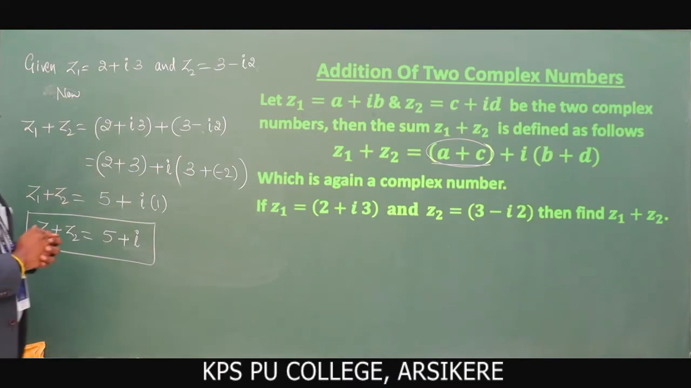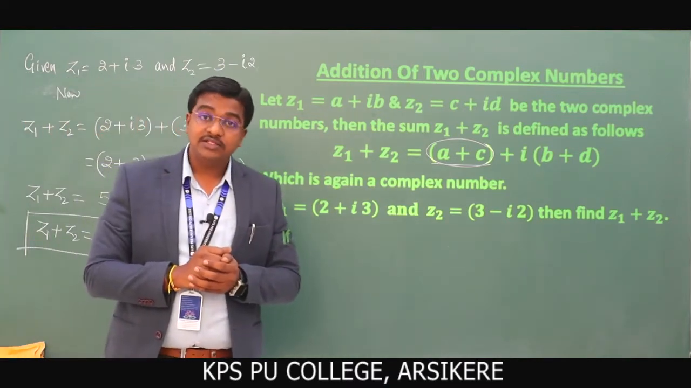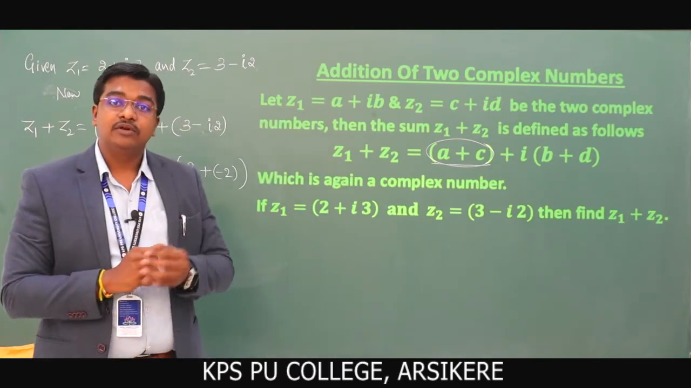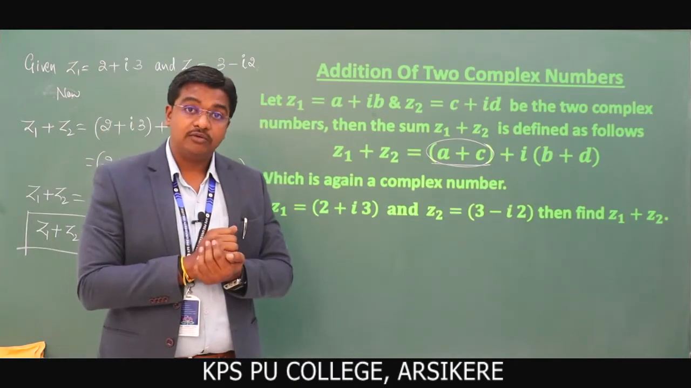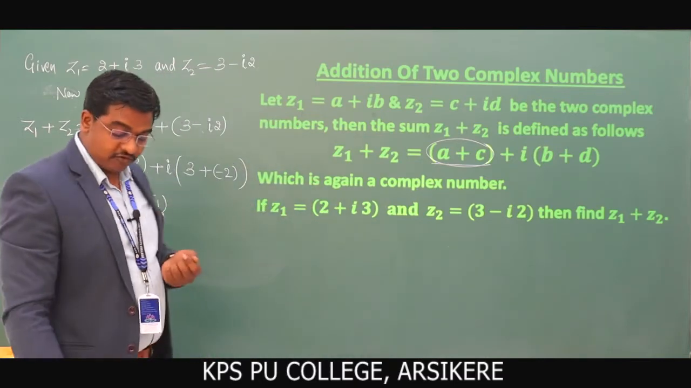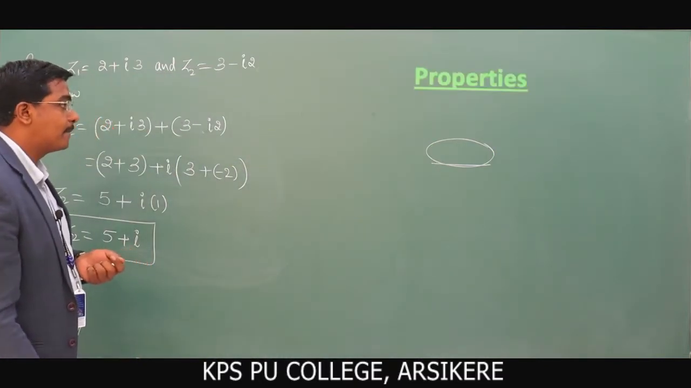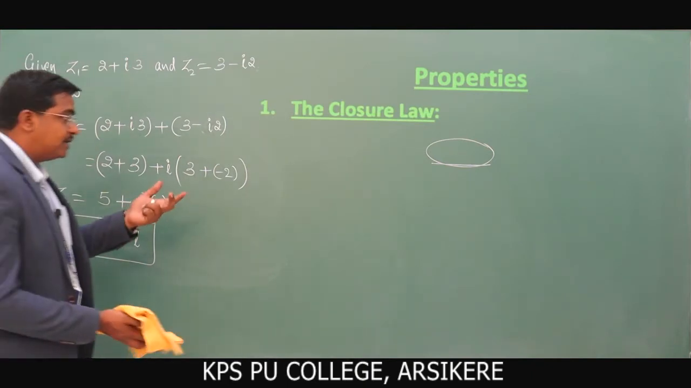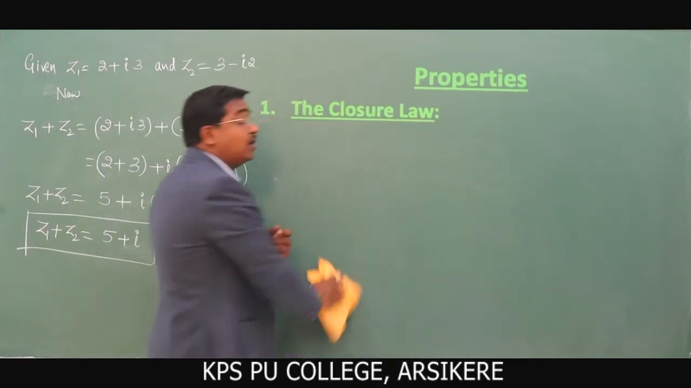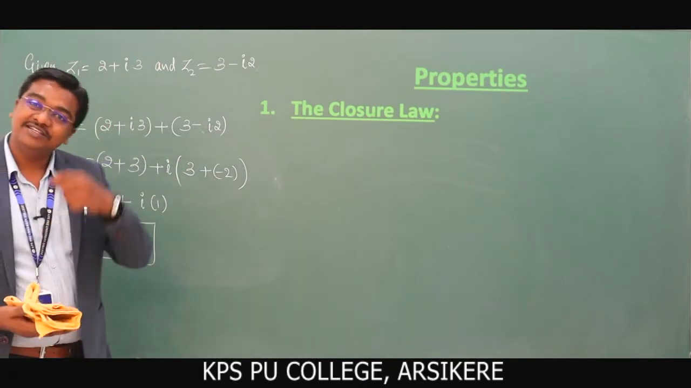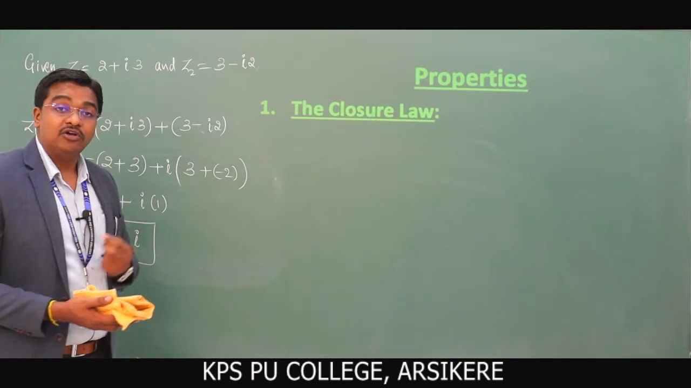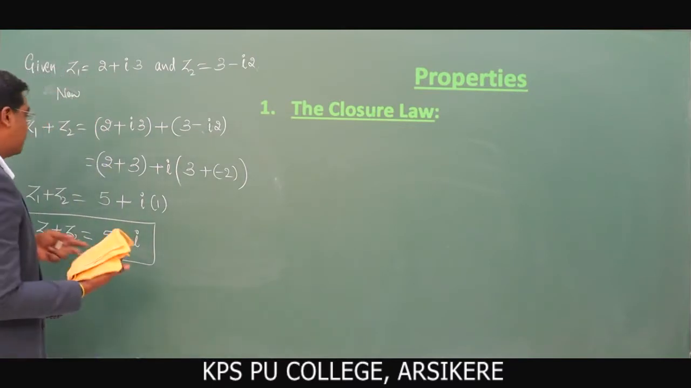Okay. Now dear children, we are moving to the next, properties on addition of complex numbers. Which properties are followed, we will discuss here. First property, closure law. We have discussed that the sum of two complex numbers is again a complex number. So it means this follows closure law.